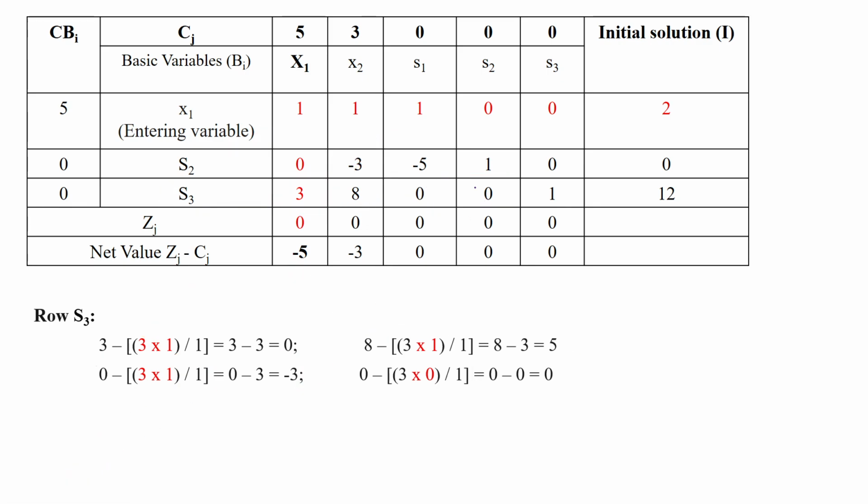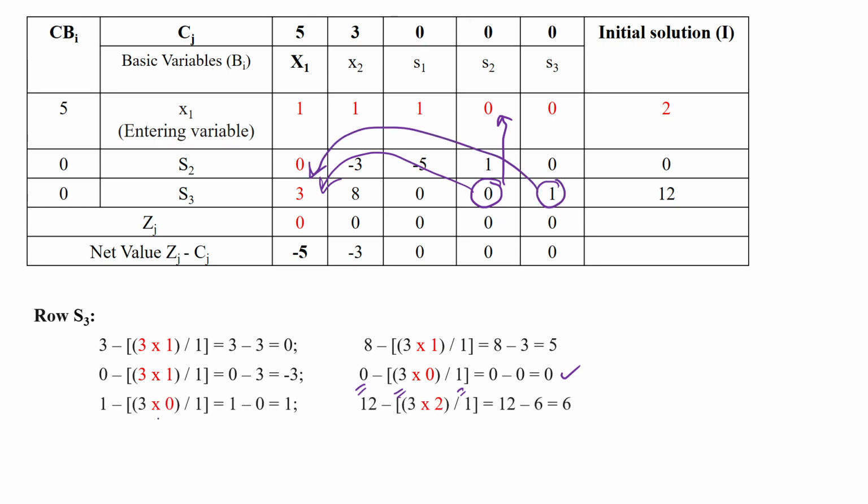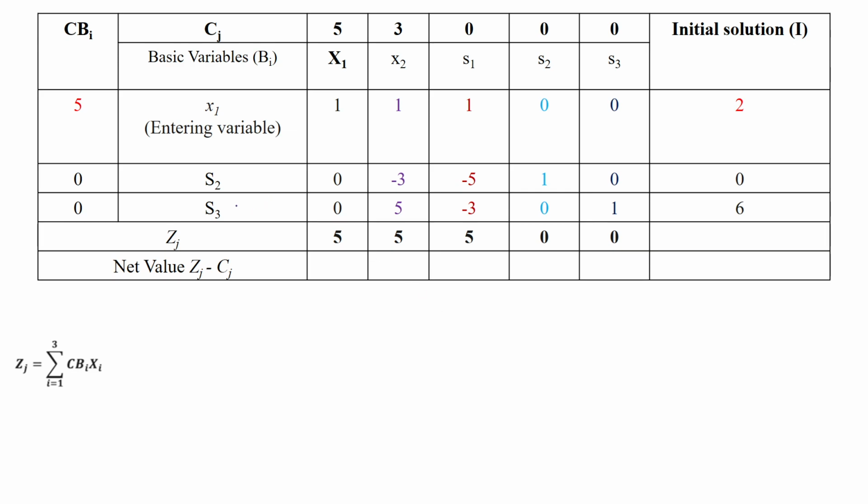Here you are going to calculate for this 0. The corresponding key column value is 3, and this 0 is the existing value. 0 minus the corresponding key column value times the corresponding key row value 0, divided by the pivot value 1, you get this value. For this one, 1 minus the key column value 3 times the key row value 0, divided by pivot value 1: 1 minus 0 is 1. Then 12 minus the key column value 3 times the key row value 2, divided by pivot value 1, gives 6. So now you have to update these values in the slides, and it is also updated.